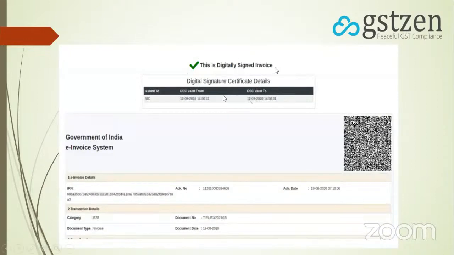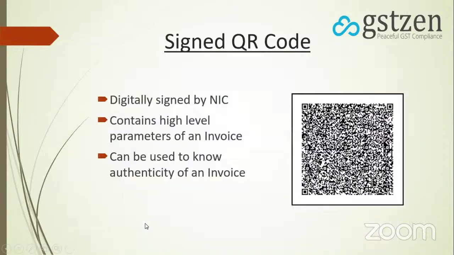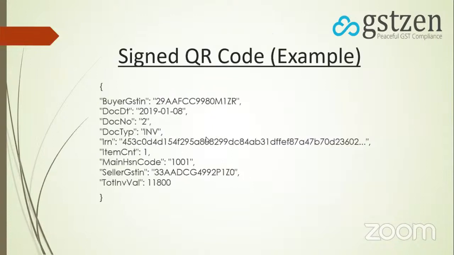It will say this is a digitally signed invoice. This is the QR code. These are the details of the invoice. This is the signed QR code. It contains high-level parameters of an invoice. By scanning this, it will not give you all the information, but the main information of the invoice. It is used to check the authenticity. So this is the information you'll get once you scan.